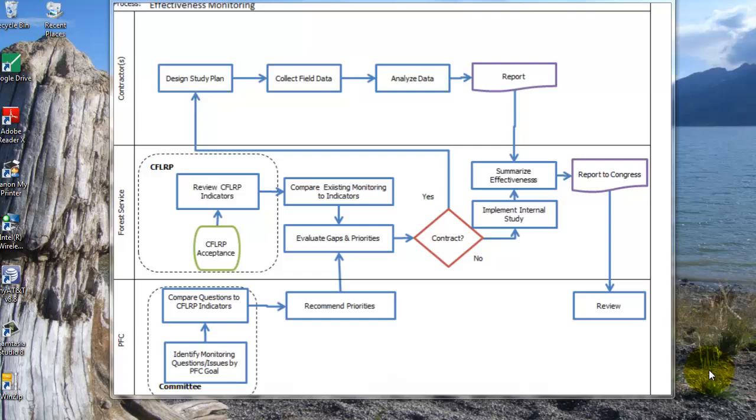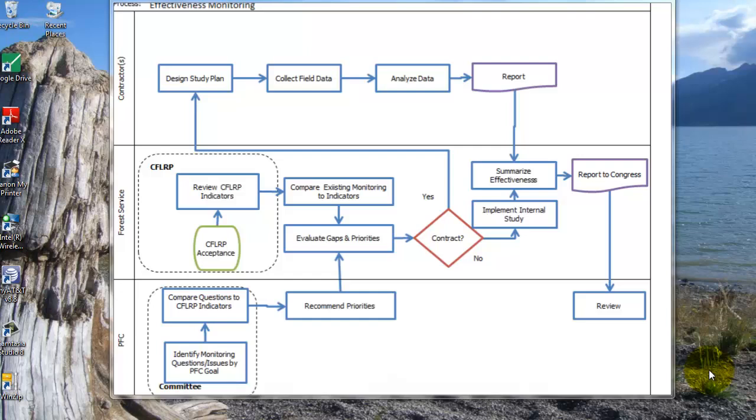Effectiveness monitoring is the second type of monitoring that is part of the CFLRP. This monitoring covers a much broader range of topics and potentially needs more detailed background knowledge in order to design the studies. So what I'm attempting to do in this draft of a business process is keep it at a very general level and include those elements that would be common regardless of the resource issue at hand.